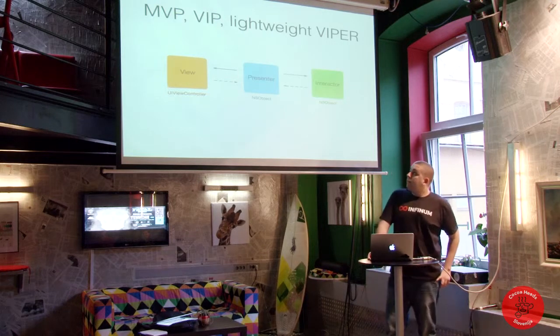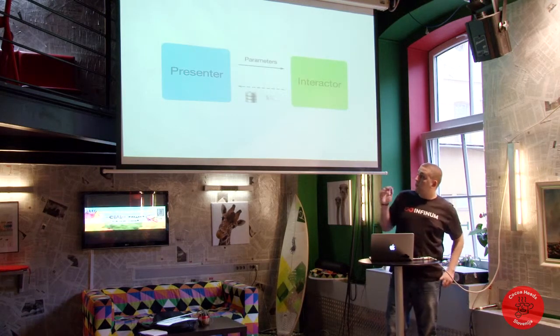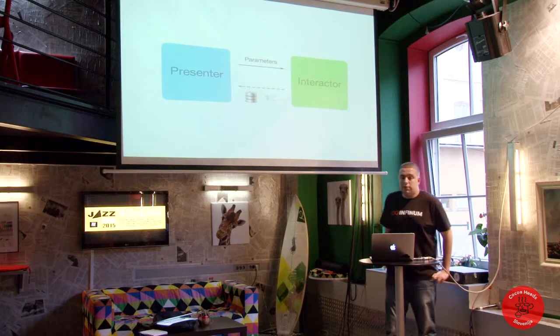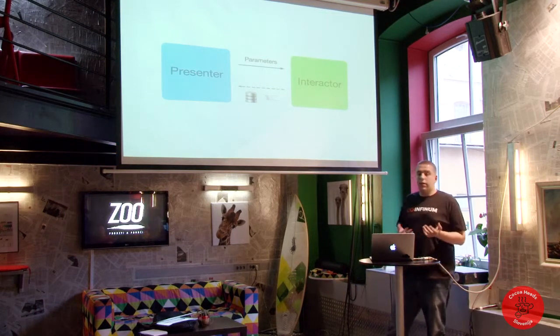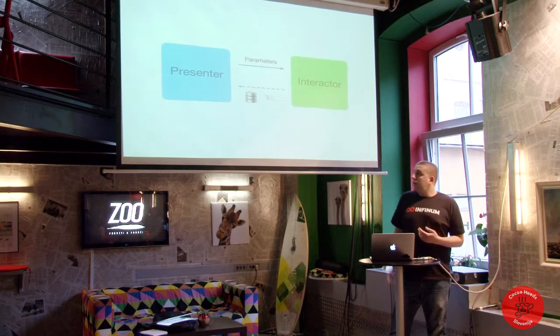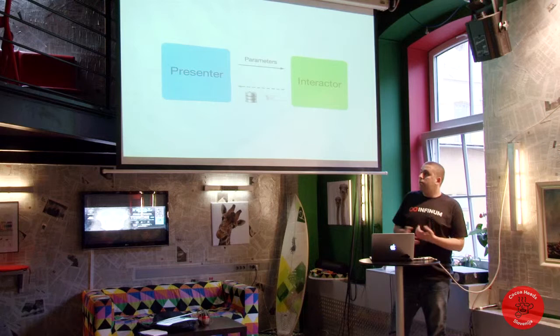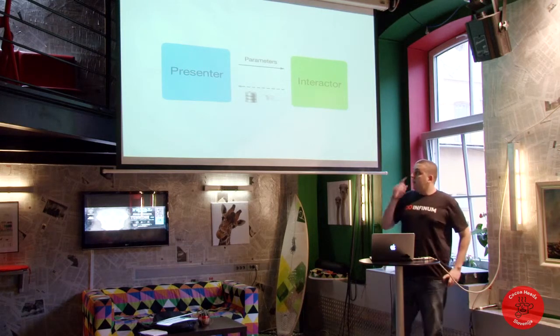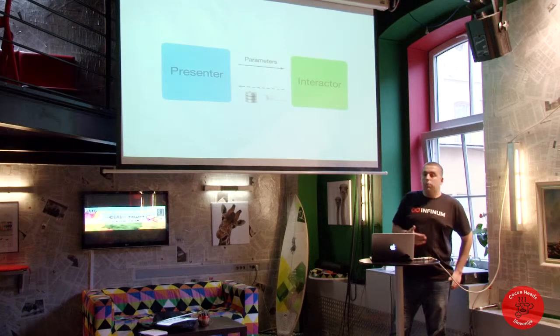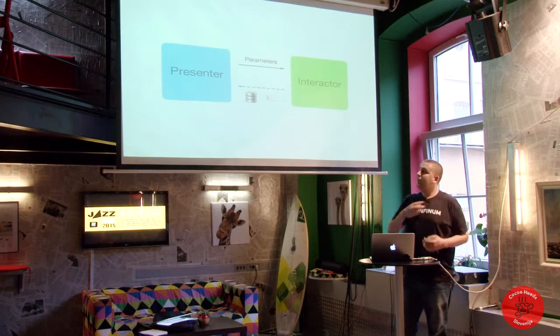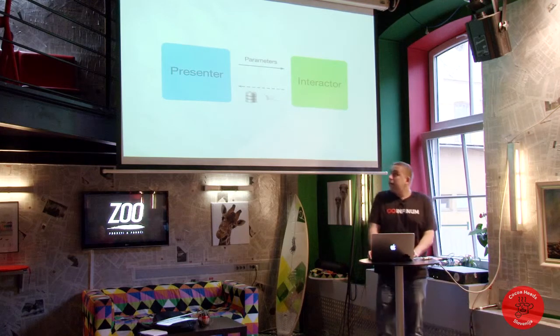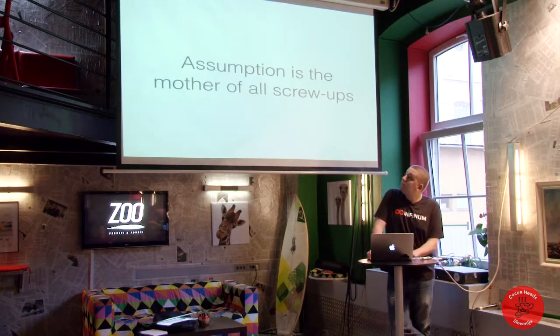So what we're interested in is the communication between the presenter and the interactor. Usually, the interactor is an object that fetches data from the API or from local storage. That means you'll probably get some JSON objects or some Core Data objects. And they go into the app and you do stuff with them. In most cases, you can assume what the data will be, and it will all work fine. But there is only one catch, and that is that assumption is the mother of all screw-ups.